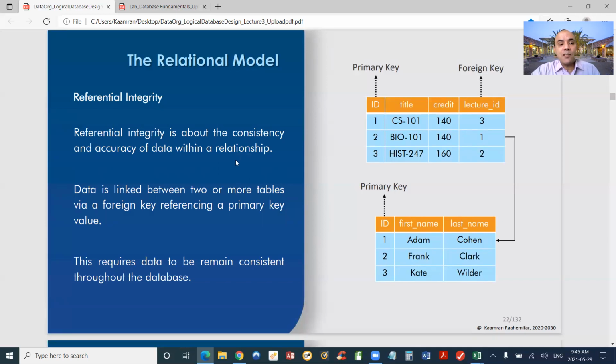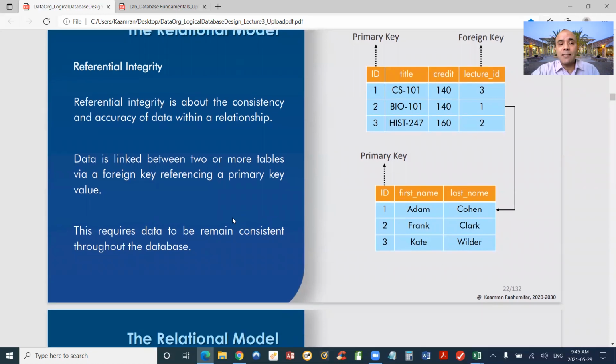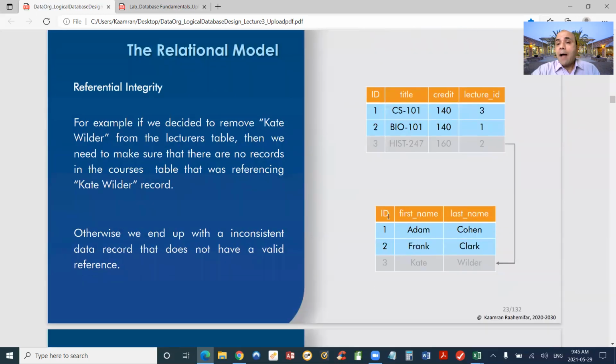Referential integrity is about the consistency and accuracy of data within the relationship. We talk about that via a foreign key as one reason for the integrity. A foreign key referencing a primary key value, that has to happen. This requires data to remain consistent throughout the database. One of the issues with the integrity of the table, and again, it's something that has to come to you naturally as a database designer, is that you need to be aware and keep an eye on whatever you do, and as soon as something happens, you need to be able to delete it. I'm going to explain in a moment.